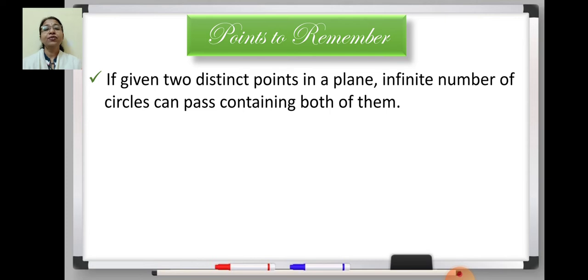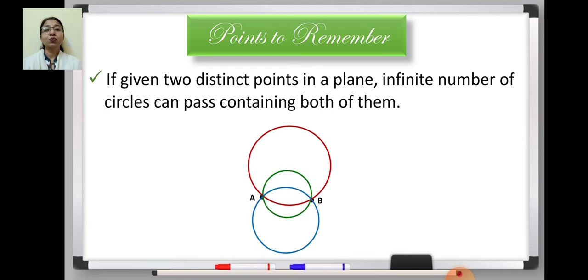Next, if given two distinct points in a plane, infinite number of circles can pass containing both of them. Now this time you have two distinct points, two different points, point A and point B. Now let us see how we can draw infinite number of circles. This way you go on increasing the radius of the circle, you will get infinite number of circles containing both the points.